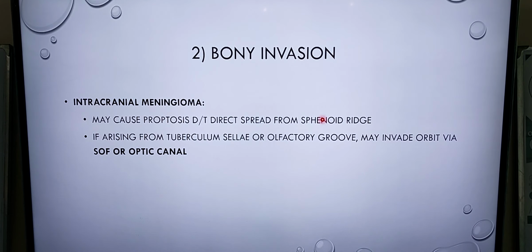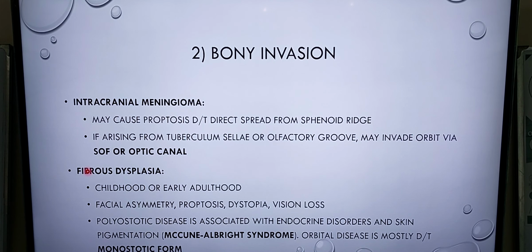Tumors may involve the orbit from adjacent bony structures. For example, intracranial meningioma may cause proptosis due to spread from the sphenoid ridge. If it arises from the tuberculum sellae or the olfactory groove, then it may involve the orbit via the superior orbital fissure or the optic canal.